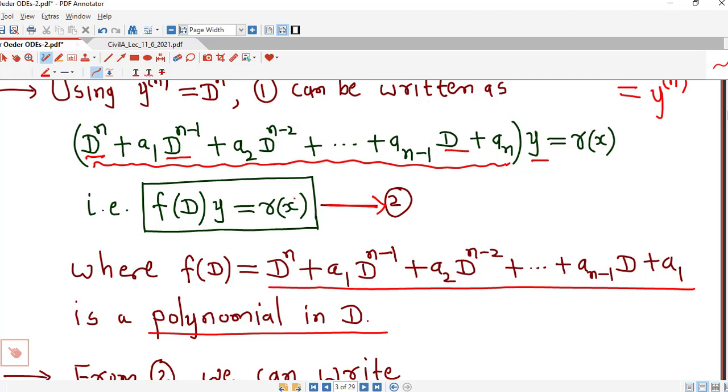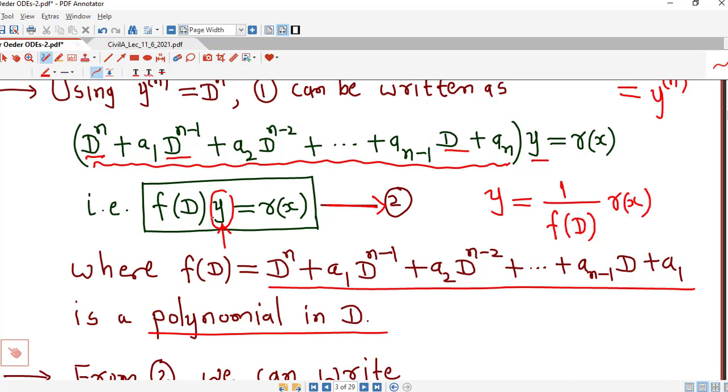Now we know how to find out complementary function. For that we will solve this homogeneous differential equation. Now for particular integral, we are interested in particular solution, that is we are interested in the particular value of this unknown function y which satisfy this differential equation 2. So suppose we consider y equal to 1 over f of D times R(x).